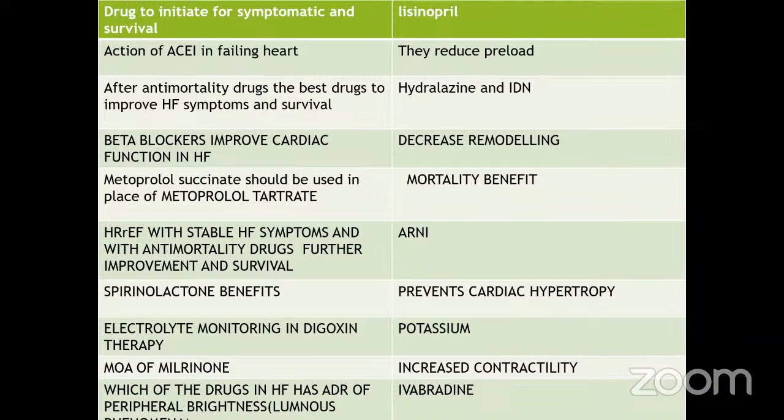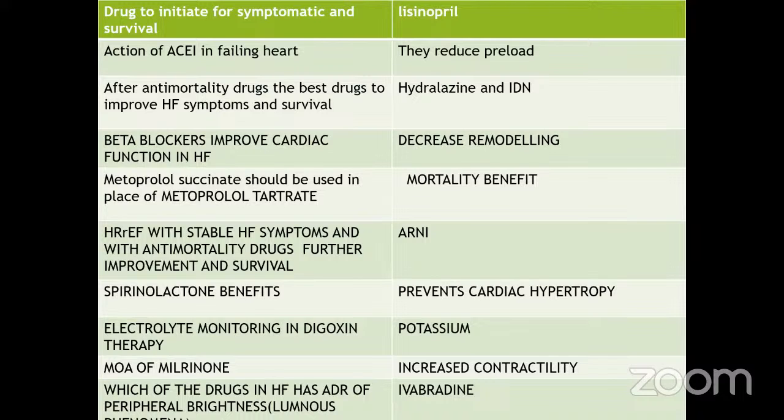What is the action of ACE inhibitors in the failing heart? They reduce preload, and after that, the whole lot of actions I told you. Which are anti-mortality drugs? ACE inhibitors, beta blockers, and mineralocorticoid receptor antagonists. The best drugs to improve heart failure symptoms and survival are vasodilators: hydralazine, an arterial vasodilator, and most often a venodilator, isosorbide dinitrate, which is long-acting with no degradation in the liver. Beta blockers improve cardiac function in heart failure.